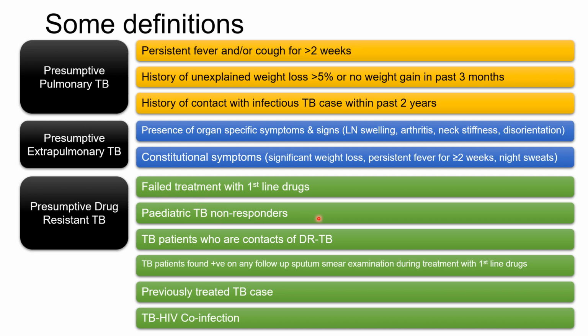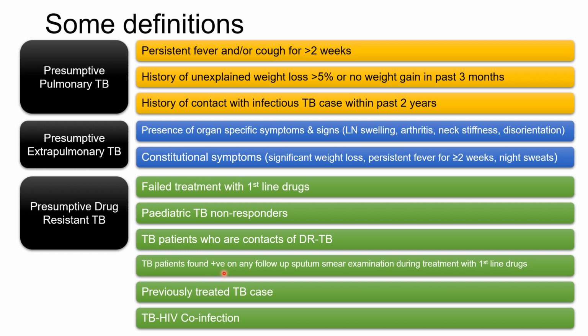Any pediatric TB non-responders, that means with first line drugs or second line drugs, anything, if a pediatric TB patient has not responded to the treatment, he has to be considered a presumptive drug-resistant case. Any TB patient who is a contact of a drug-resistant TB case, that means suppose you diagnose a case of newly diagnosed tuberculosis who has a positive contact history with another case of tuberculosis who is drug-resistant TB, then this newly diagnosed patient is also a case of presumptive drug-resistant tuberculosis.